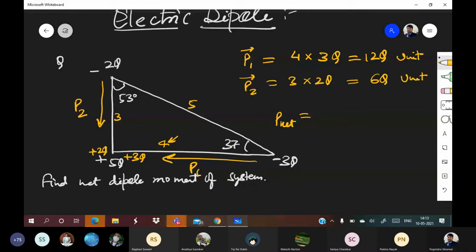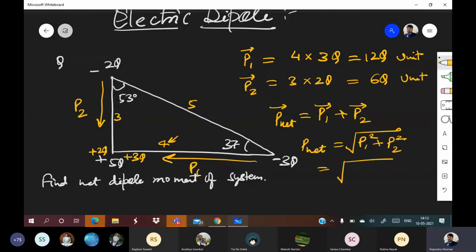So the magnitude of P net is the root of P1 squared plus P2 squared, which is the root of (12q) squared plus (6q) squared. So we can take 6 common, and under the root we get 2 squared plus 1, so that will be root 5. So the answer is 6 root 5 q.